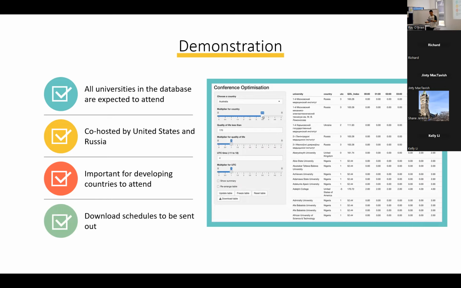Suppose we want to plan a conference attended by all universities in the database, which is 1,000 currently. The conference will be co-hosted by the United States and Russia. It is important to prioritize developing countries in this particular conference, and the draft schedule will then be sent out for universities to view. So here is a demonstration of how the app will work, given this prompt.